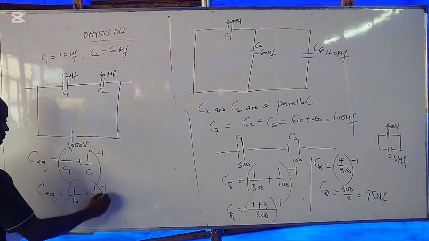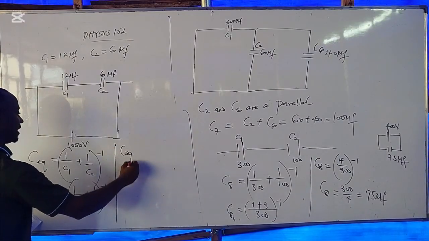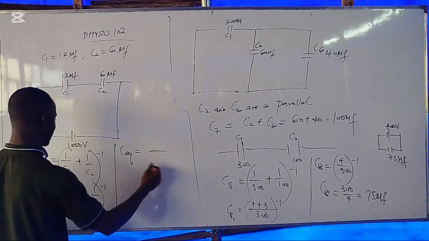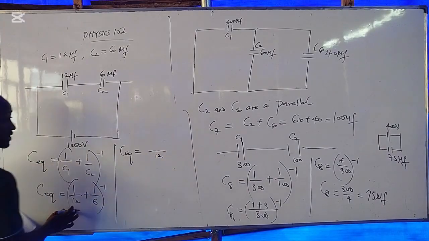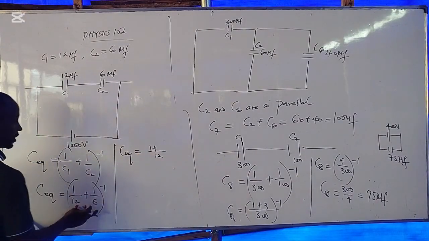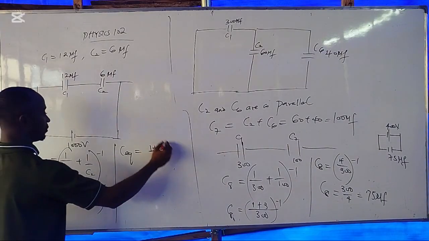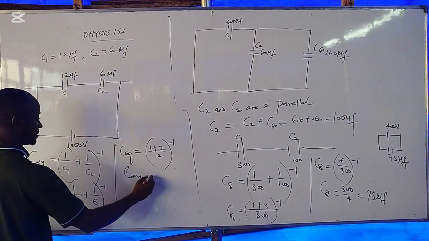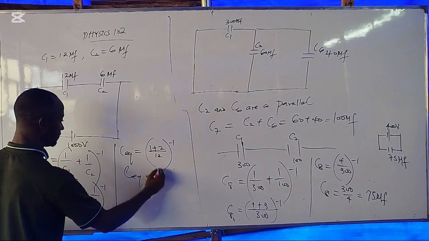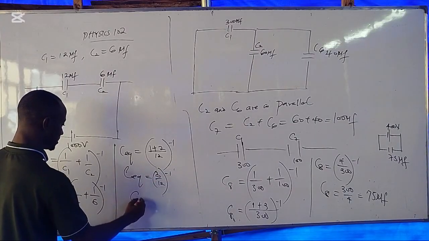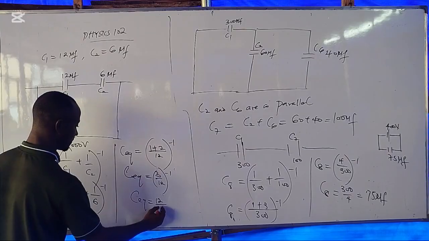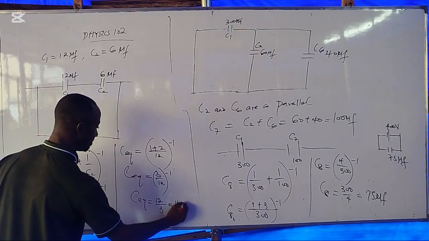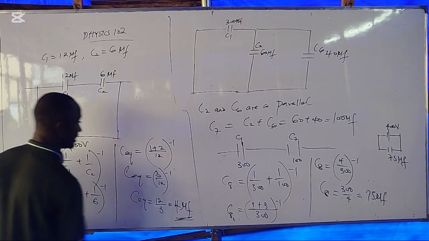Always power minus 1. So our C equivalent then becomes what? What's the SM here? 12. 12 into 12 is 1. 12 into 6, so we have 1 plus 2. Always power minus 1. Our C equivalent becomes 3 over 12, which is the same as 12 over 3, equals 4 microfarad. This is our C equivalent.